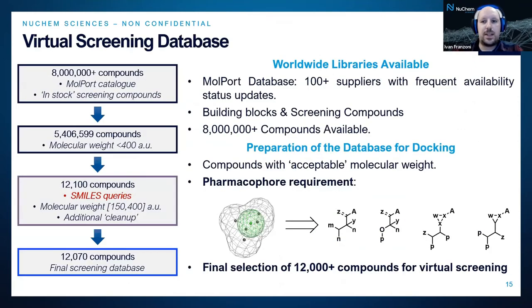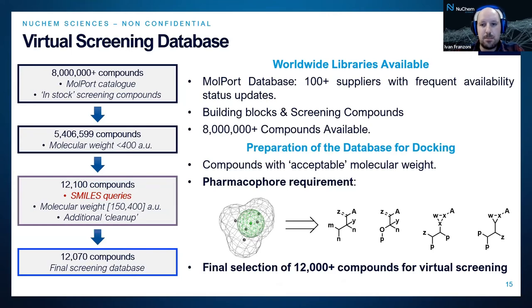We next turn our attention to compiling a database of commercially available compounds for the virtual screening. Once again, we retrieved the in-stock database that includes more than 8 million compounds available at many different suppliers from all around the globe. The full catalog was first reduced to 5.4 million compounds simply based on a drug-like molecular weight below 400, and subsequently analyzed to identify the most relevant compounds for docking.